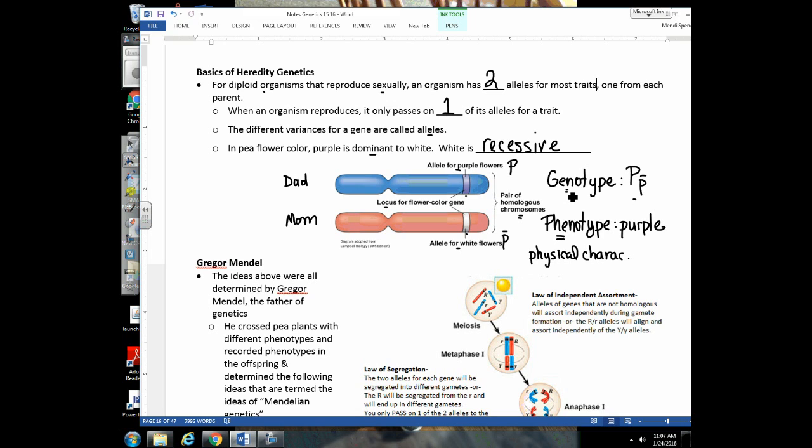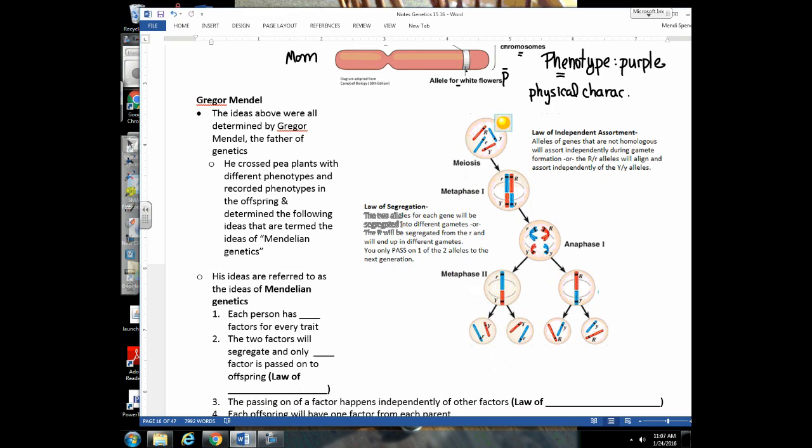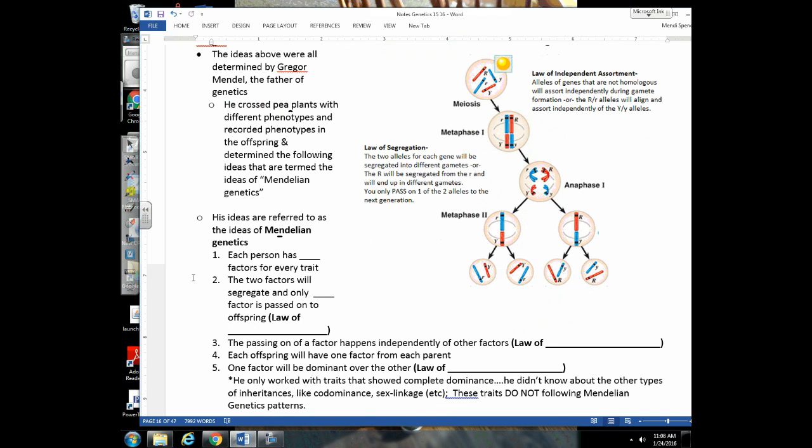So these ideas represent just some basic ideas regarding genetics. And these ideas were established by the father of genetics, Gregor Mendel. So these ideas that I just went through were actually his ideas. What Gregor did is he crossed pea plants and he looked at the offspring and the phenotypes of the offspring and recorded this data, and he was able to figure out how certain traits were passed down from generation to generation. So he gets the credit for these ideas.